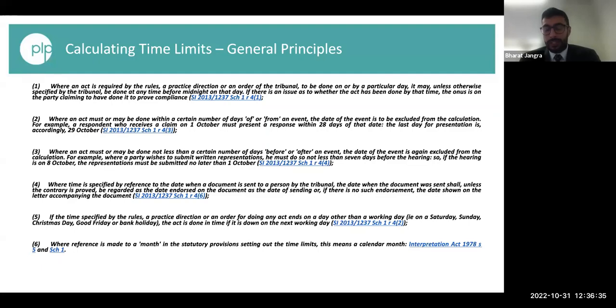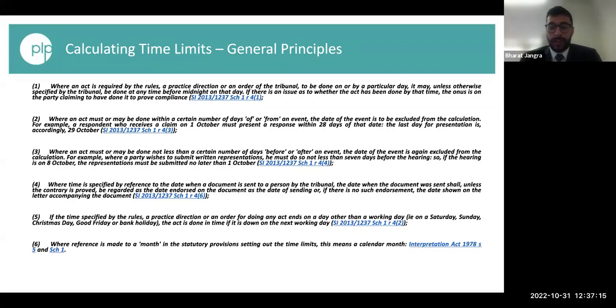If an act must be done within a certain number of days after or from an event, then the calculation is done from the next day onwards. So the date of the event itself doesn't count. And so we've got here the 1st of October, must present a response within 28 days. The last day for presentation would be the 29th of October as opposed to the 28th, the date starting to count from the 2nd of October. And conversely, if something needs to be done before or after an event, then we count backwards.